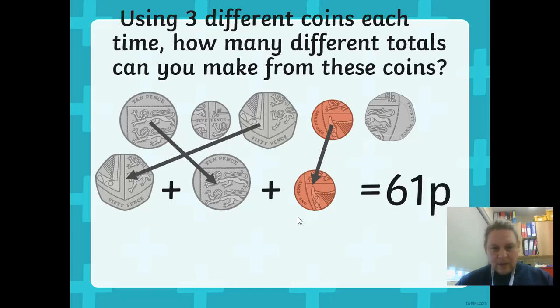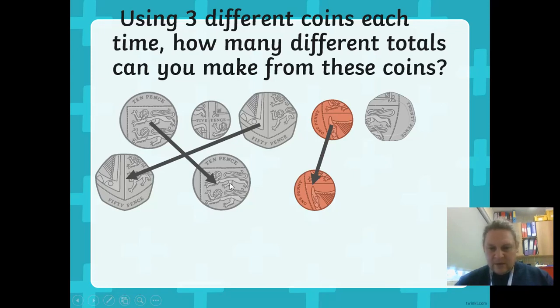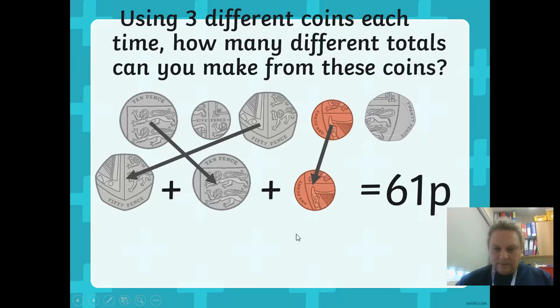Now, we're going to add them together. We've got 50p plus our 10 is 60, plus our 1 is 61 pence. Okay, there we go. Now, this is a different way of showing our number set. So we've got the 50p plus the 10p plus the 1p equals 61p.